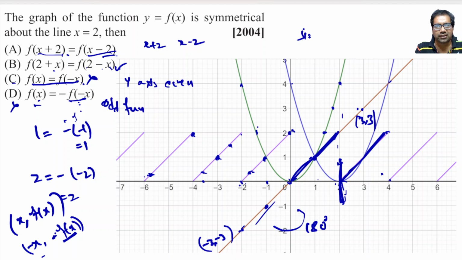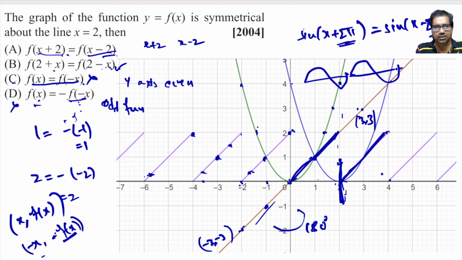For example, sine of x plus 2 pi is equal to sine of x minus 2 pi. What does it mean? This means the sine graph is periodic with period 2 pi. That means every 2 pi units, the sine will repeat itself: after every 2 pi, first 2 pi, second 2 pi, third 2 pi, this graph will repeat itself. So this is a kind of periodic graph. Clearly, this is not symmetric.